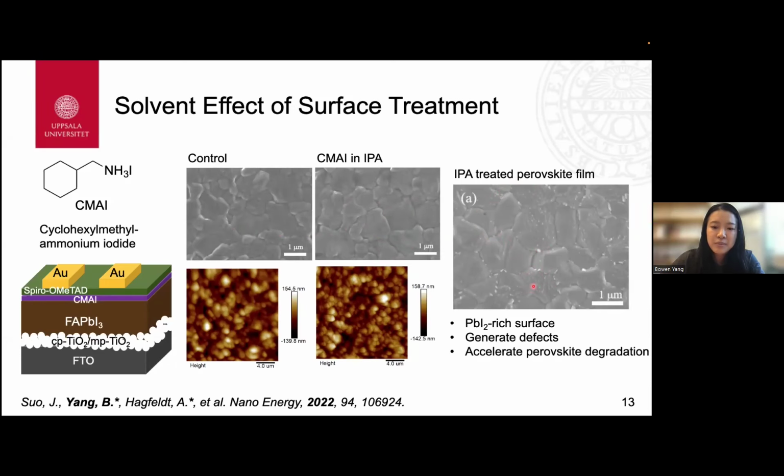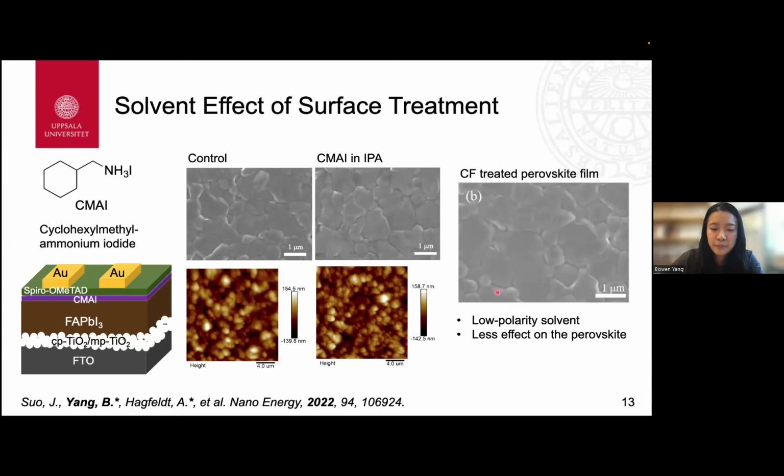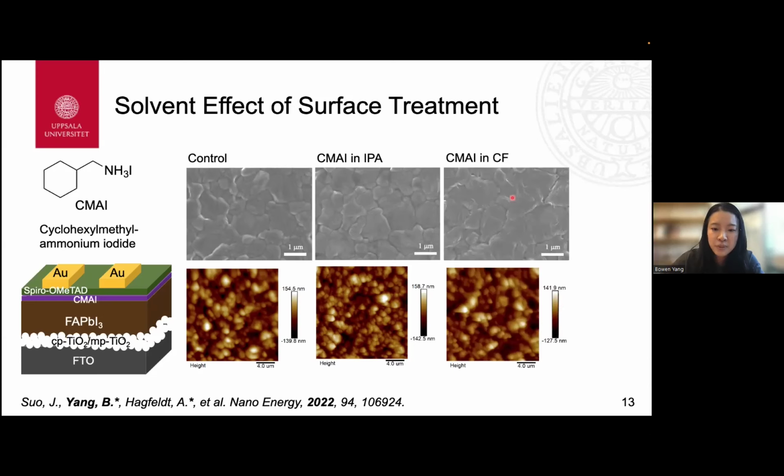Therefore, we replace IPA with a low polarity solvent, chloroform. And we found that with only chloroform post-treatment on top of perovskite, it showed minimum solvent effect on the surface during the post-treatment. So then we dissolved the CMAI in chloroform and applied it on top of the perovskite film. It is very interesting that we found the morphology of the film performs differently from the one treated with CMAI in IPA. From this SEM, you can see this contour line texture appears in the CMAI in chloroform sample. And the SEM also shows a reduced surface roughness.